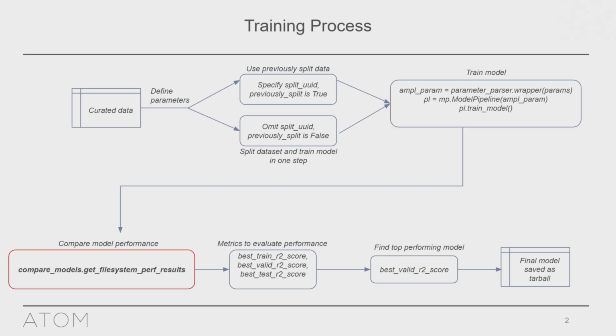Then we'll use this getFileSystemPerf function to create a performance table and measure the accuracy of the models on validation and test sets by looking at the R-squared metric. We'll then sort that table to find the model with the best validation R-squared score and save that model and all of its parameters in a tarball.